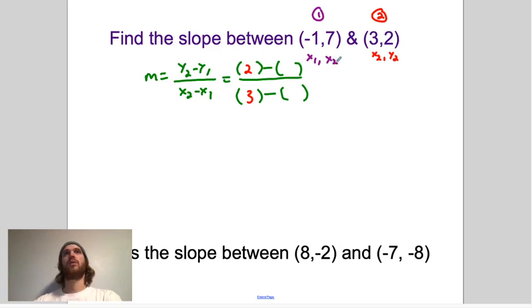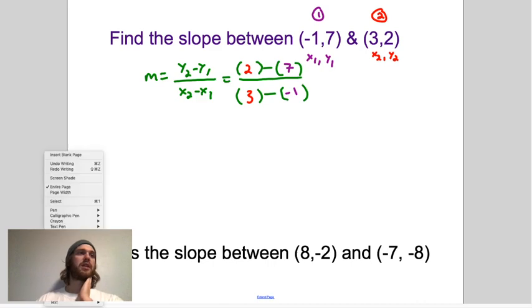X1, Y1. Y1 right here is going to be 7 if you're looking at this equation. And then down here, we have a minus sign, but for x1, we still need to bring that minus sign along for the ride. So that is minus 1 as well.